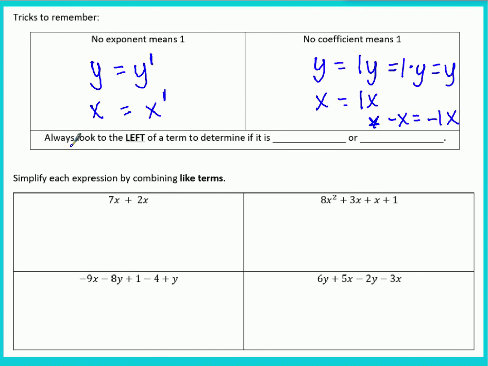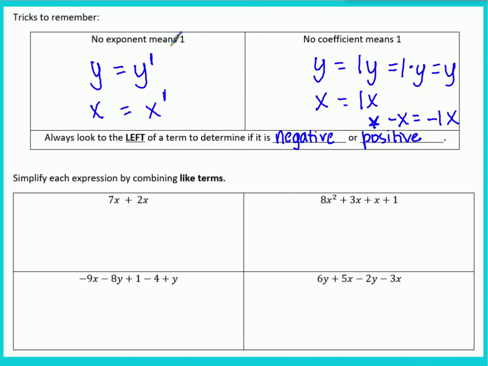Now, if we're trying to combine like terms, it's really important that you always look to the left of a term to determine if it is negative or positive. If you're not looking to the left, you could miss a negative sign, and that's going to change the answer that you're getting, which could lead you to an incorrect final answer.